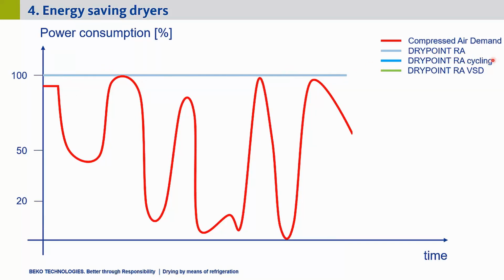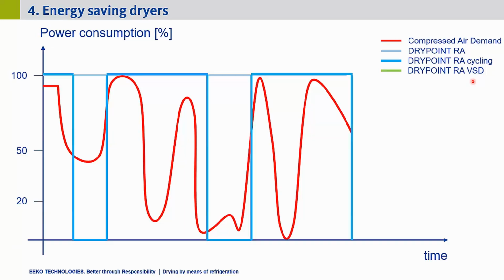For the DRYPOINT RA cycling, this looks a little bit different. So you can already see here, and I mentioned it in the series, that we here at BICO use two different techniques to save energy. On one hand, we have the cycling technology for the smaller dryers, and from a certain size, we have the VSD, which is the variable speed drive, which means we have a frequency controlled dryer. So for a cycling dryer, the energy consumption would look, for example, like this. It would run at 100%, then the demand of compressed air would drop under a certain value, and if the dryer detects that, it just shuts off to 0.